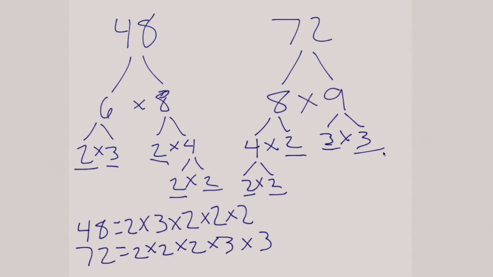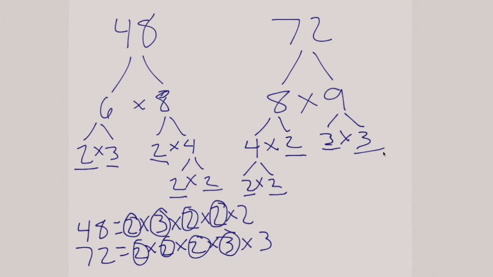Now I'm going to match up my pairs. I've got a pair of 2's, a pair of 2's, another pair of 2's. The last one doesn't have a 2 to pair with, so I'm not going to circle it. I also have a 3 and a 3 that pair up. This last 3 doesn't have one to pair with.